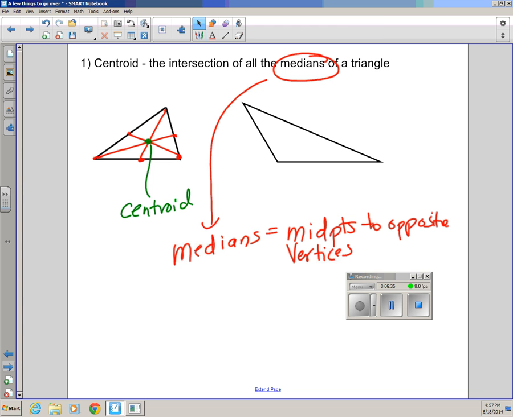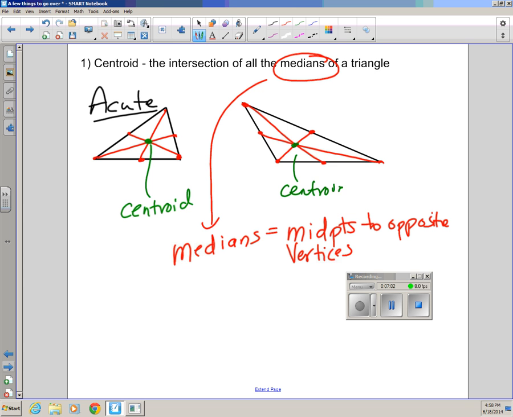This first triangle was acute. And notice the centroid is inside the triangle. The second triangle is obtuse. And I'll draw the medians in. Midpoint to vertex is a median. Midpoint to vertex is a median. Midpoint to vertex is a median. And in the middle is my centroid. That's my centroid. And you know that word.